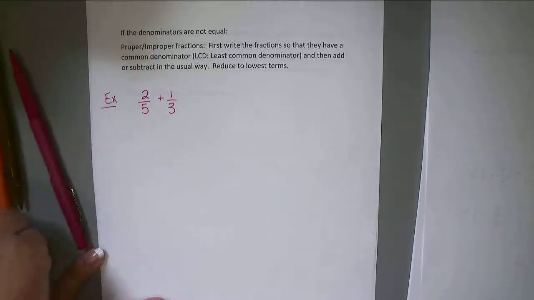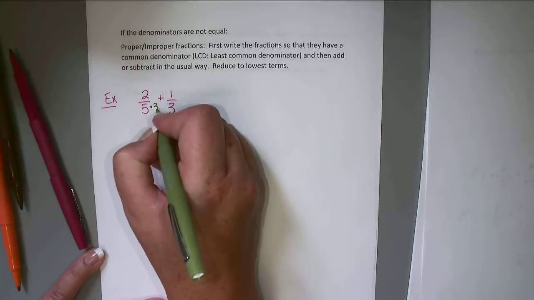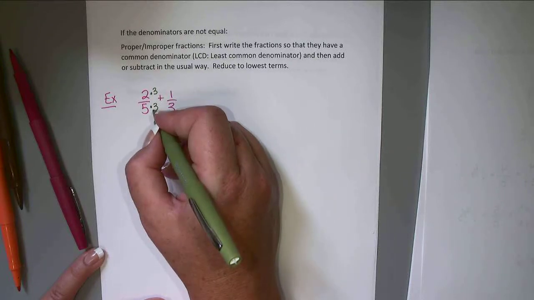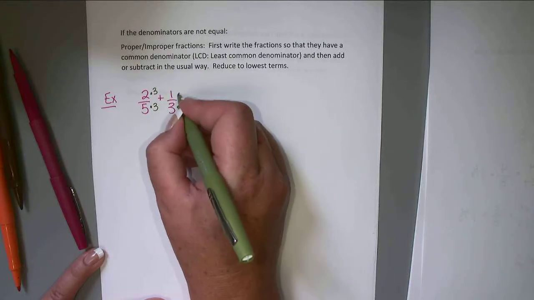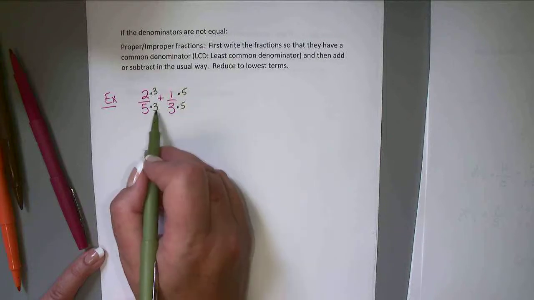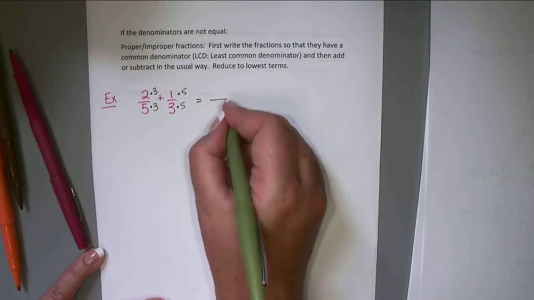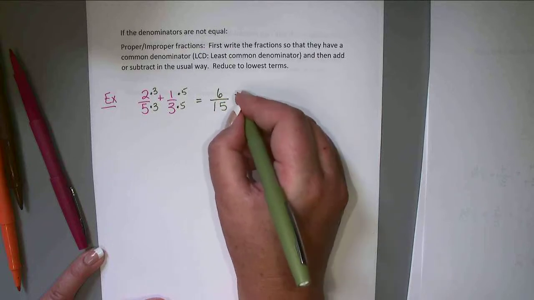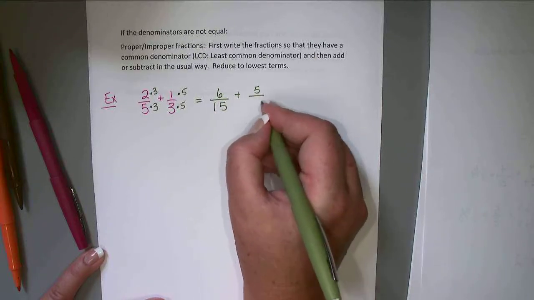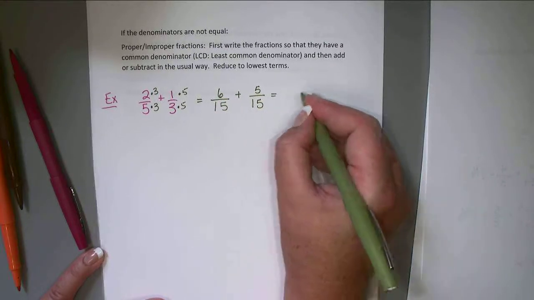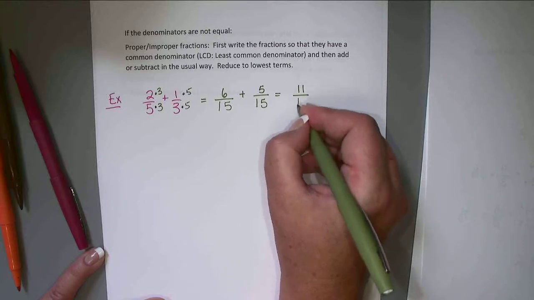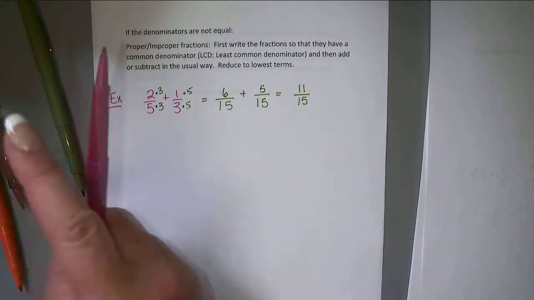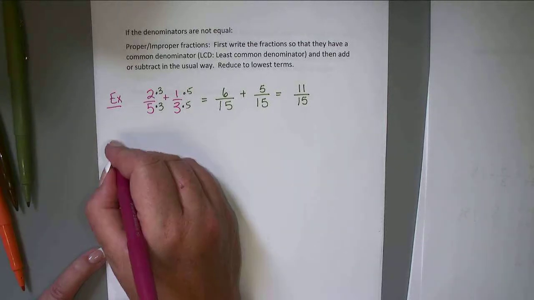So we're going to make both of these out of 15 by multiplying the top and bottom of the fraction by 3 and this one by 5. And you notice by doing that we'll have 15 in the denominator. 2 times 3 is 6. 5 times 1 is 5 over 15, and then we can add or subtract in the usual way. This doesn't reduce, so we would just stop there. Okay, so we'll do a couple examples.